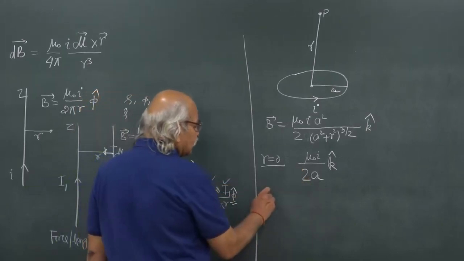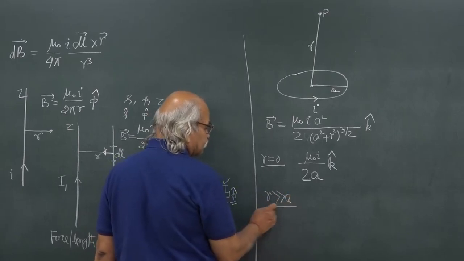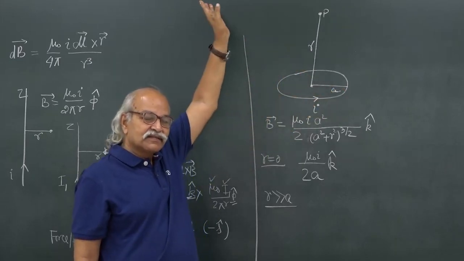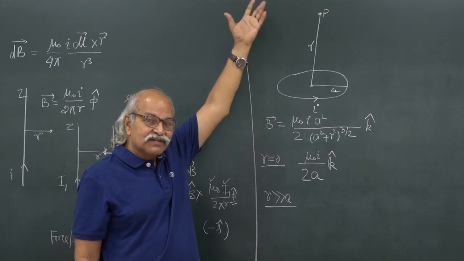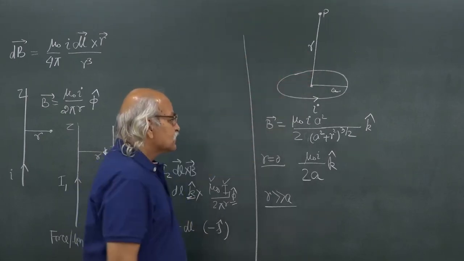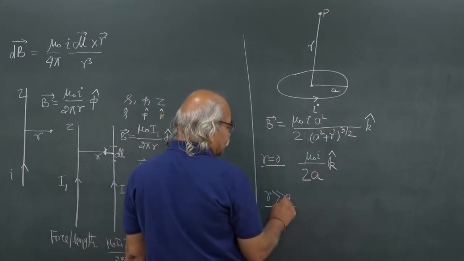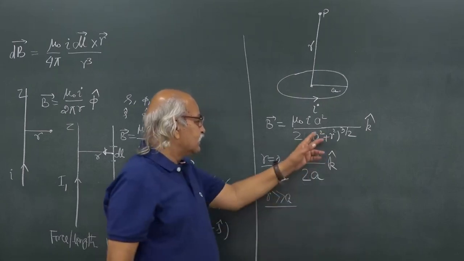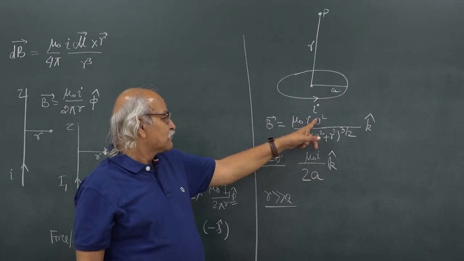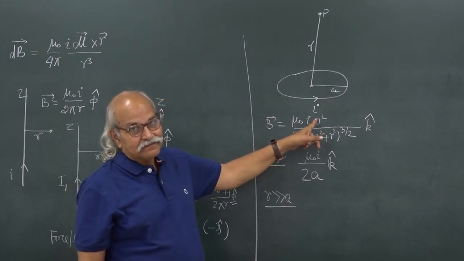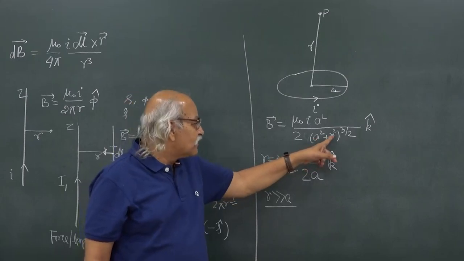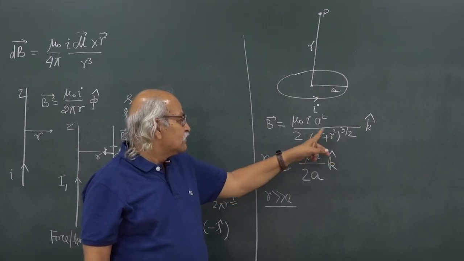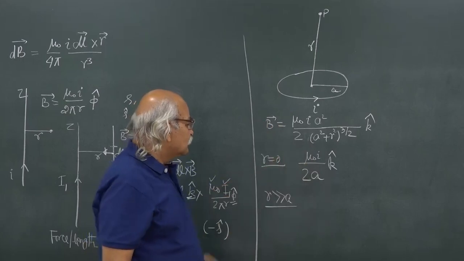Now what happens if R is much greater than A? As compared to this A, size of this current loop, suppose you are at a large distance and you are asking the magnetic field there and how it varies with this R. Then your A is very small and it is R square plus A square, so this A square can be neglected here, but this A square cannot be neglected because it is standing alone. This A square is in front of R square plus A square. So if R is very large as compared to A, then you can neglect this and then see what happens.